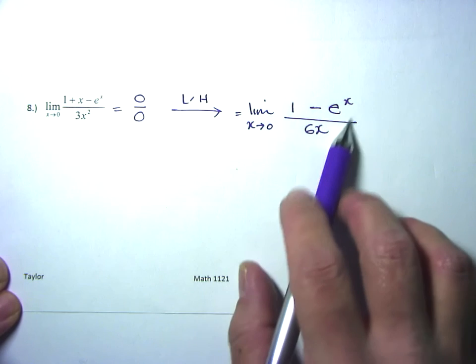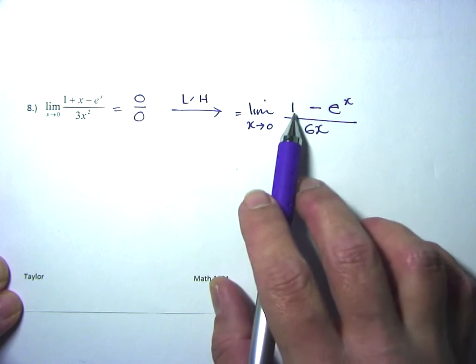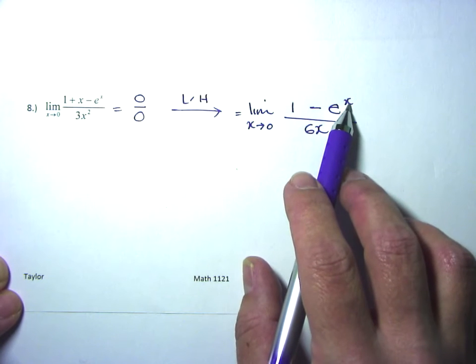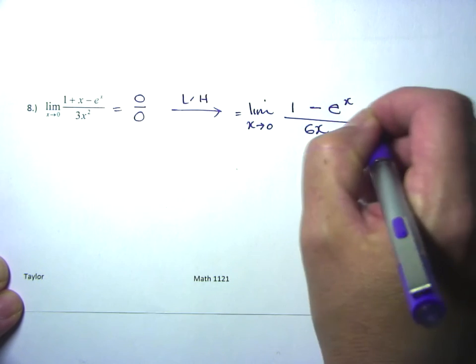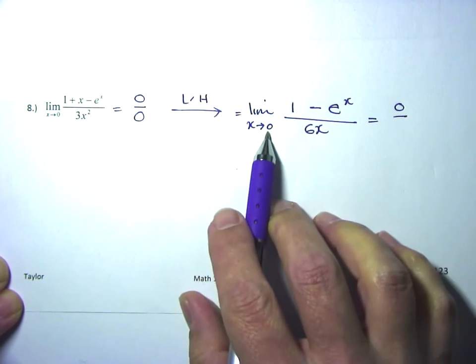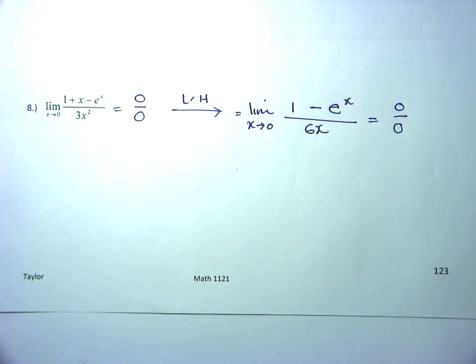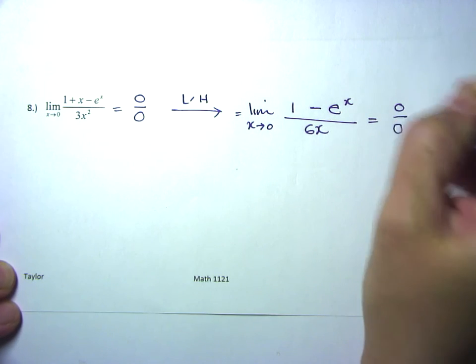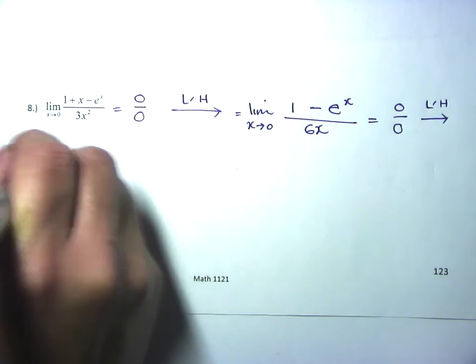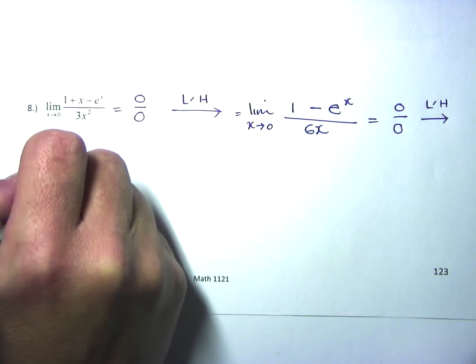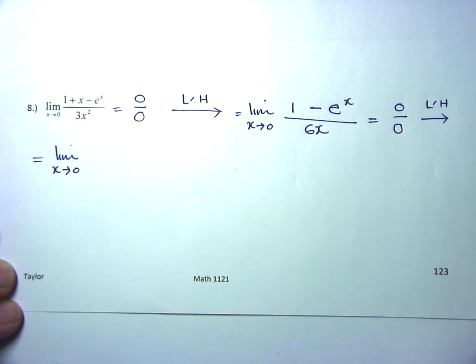All right, if I plug 0 in for x, I will get, let's see, e to the power 0 is equal to 1. 1 minus 1 is equal to 0. If I plug 0 in for x in the denominator, I get 0 again. All right, so is it okay to use L'Hopital's rule more than once per problem? Absolutely, that's fine. So we're going to do another iteration of L'Hopital's. All right, so I have the limit as x approaches 0.